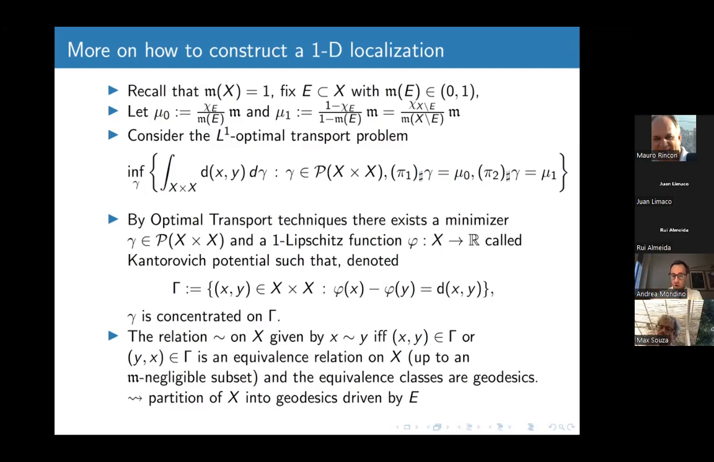Okay, so just using optimal transport, you get a partition of the space X into geodesics, and such a partition is really driven by the set E, because you are doing optimal transport from E to its complement. All right, and here it is key that you are using the distance. Otherwise, with the distance squared, this proof wouldn't work. And what happens with the distance squared, is that the geodesics can actually cross.